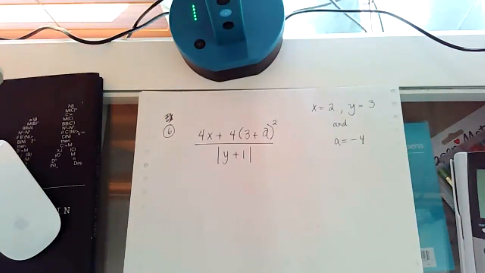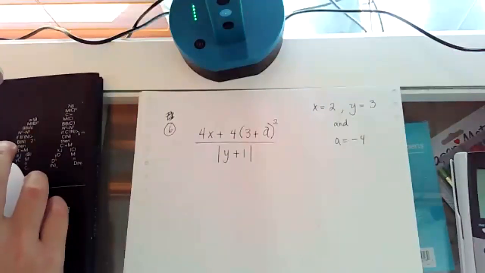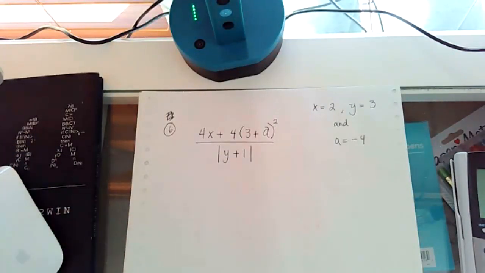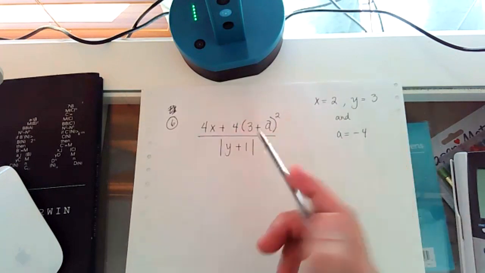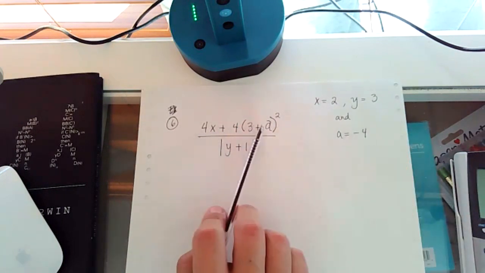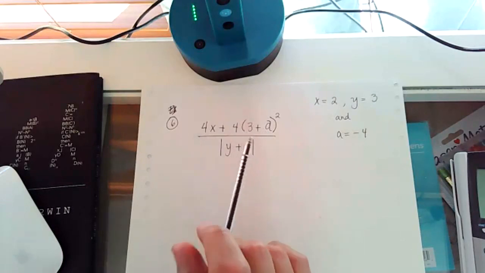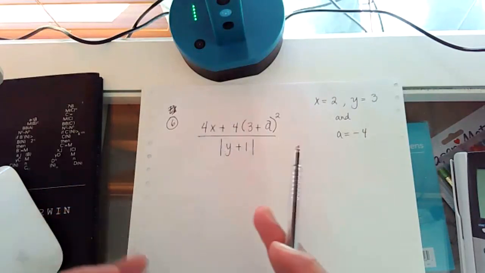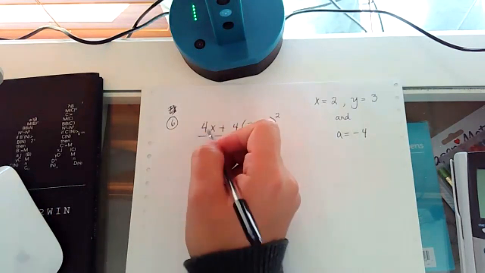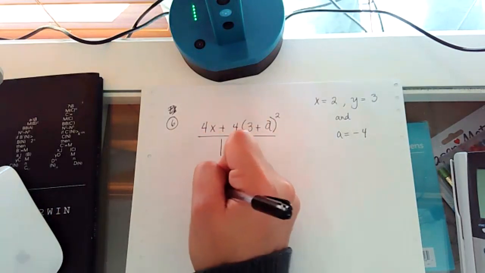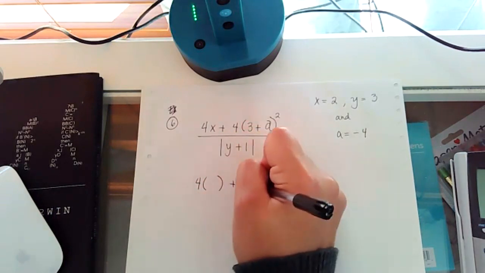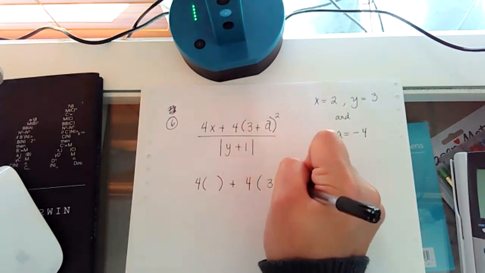So we're just going to handle this using order of operations as opposed to simplifying it, because let's throw the numbers in and see what we're really working with. My recommendation is that any time you have a variable, you can either leave a space, but I like to use parentheses. So for this 4x, I would write 4 times something plus 4 times 3 plus.